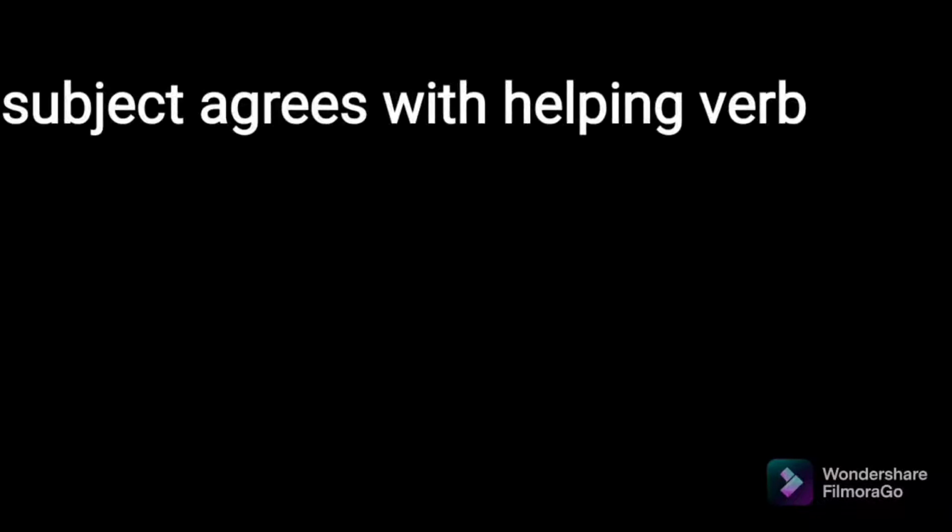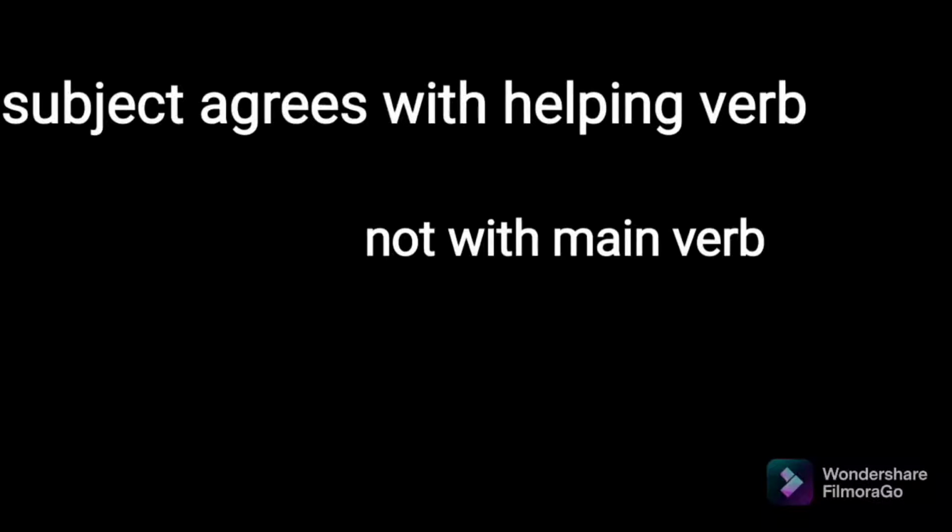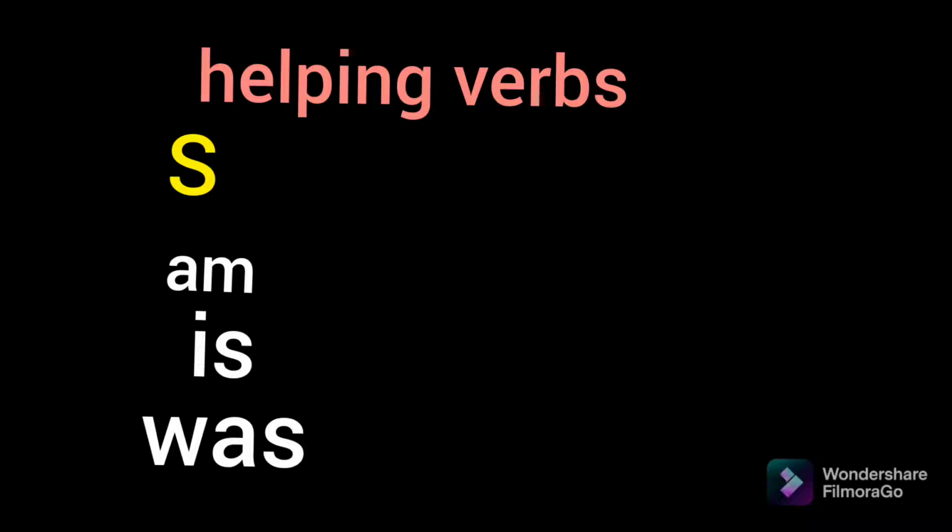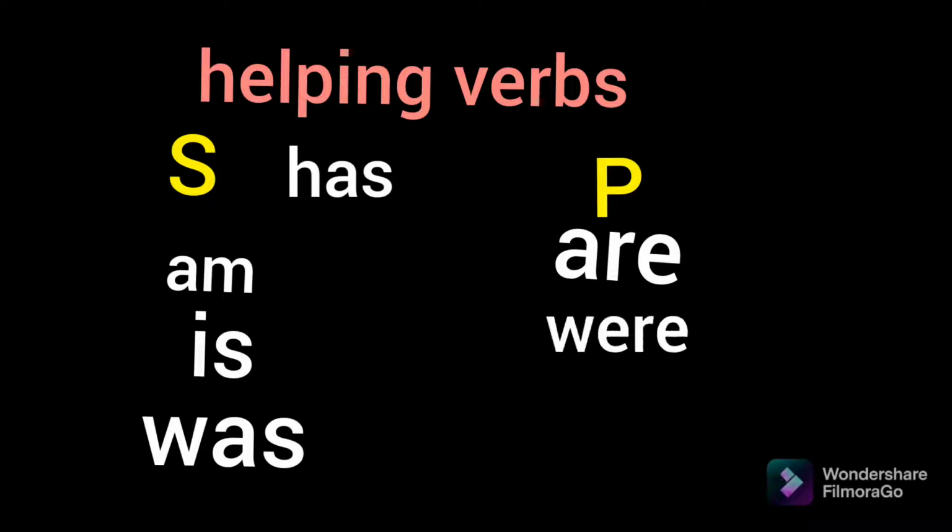Now, if there's an auxiliary or a helping verb in your sentence, the subject has to agree with the helping verb and not with the main verb. The helping verbs are, in the singular form, we have am, is, was, has. In the plural form, we have are, were, have.